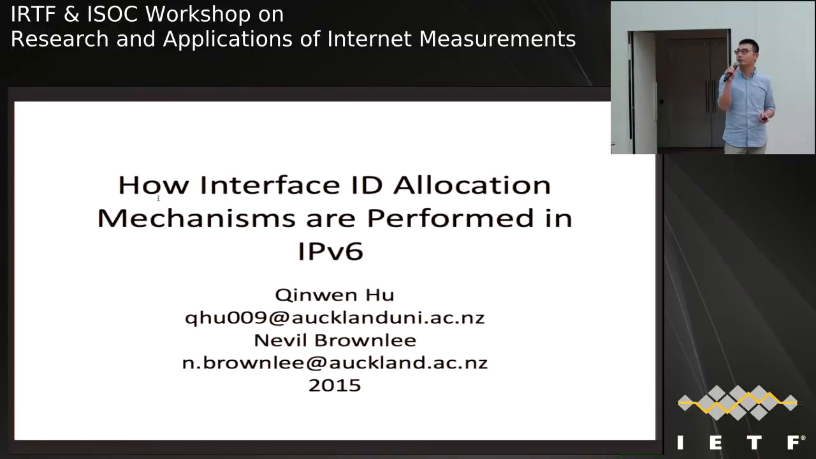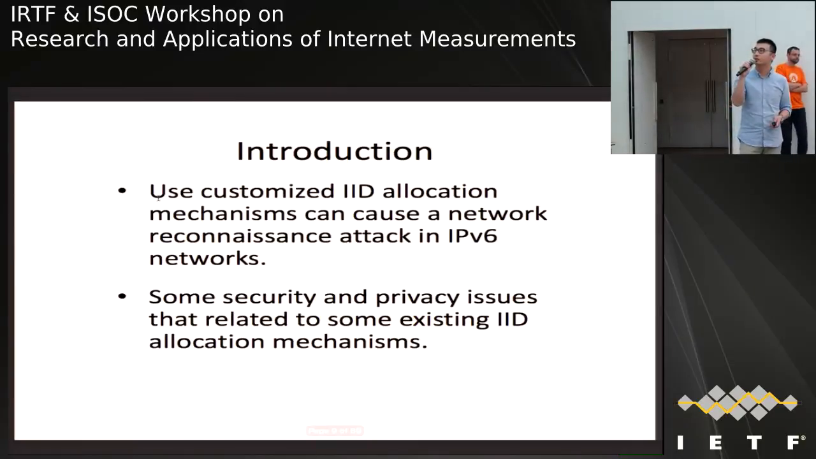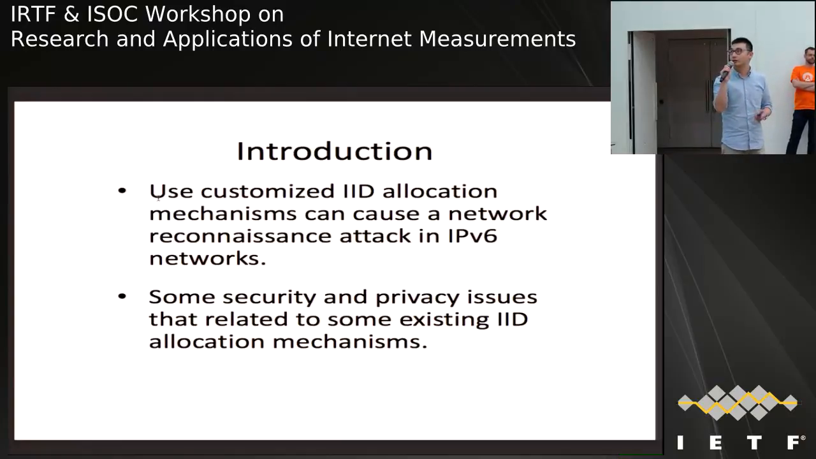So we ran our Python libtrace for 1 month and collected the data from our university campus. We're looking at the incoming and outgoing IPv6 addresses, and we only look at the bottom 64 bits, which is called the interface identifier field. The reason we're looking at this is that we found some network administrators using customized IID allocation schemes, which can help network attackers reduce the searching space. Also, we found some existing allocation mechanisms have security and privacy issues.